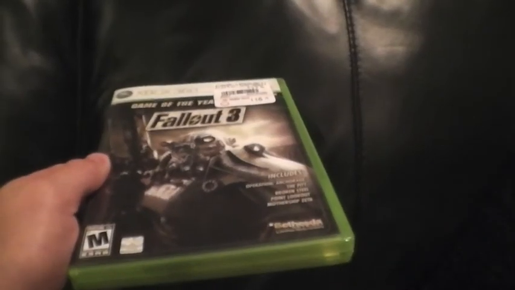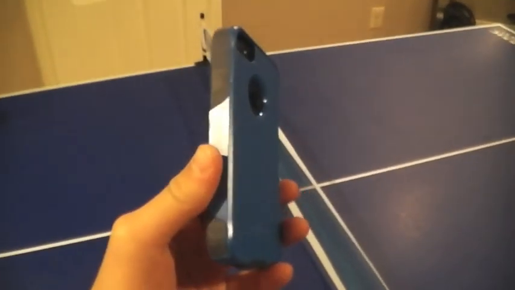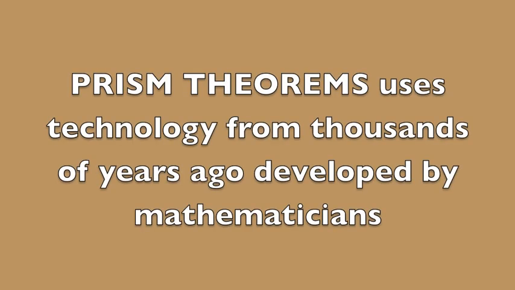What about this video game disc? Prism. What about this phone case? Prism. What about this slinky? Not a prism. But Jack, how does it work? That's a good question, Tim. You see, Prism theorems uses technology from thousands of years ago developed by extremely intelligent mathematicians.